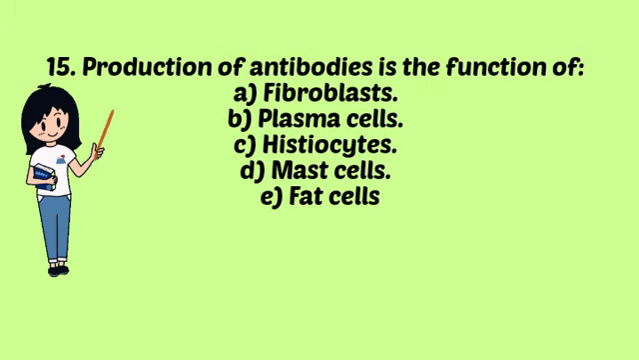15. Production of antibodies is the function of: A. Fibroblasts. B. Plasma cells. C. Histiocytes. D. Mast cells. E. Fat cells. Option B is correct, plasma cell.